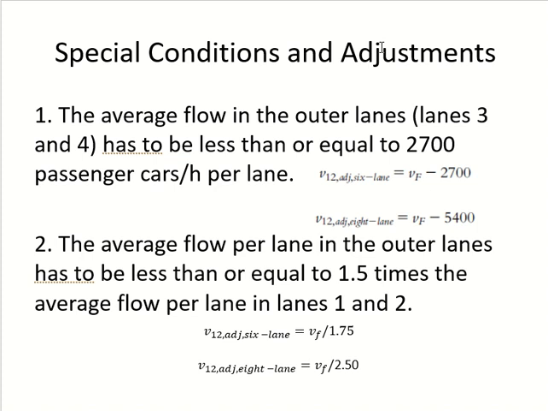Clear or not? So first of all, you find out V12. Then subtract the V12 from the total. You will get the volume for outer lanes. Divide by number of lanes. You will find it per lane. If that per lane is more than 2700, then use this one or this one for V12. Clear? Okay. Any question?